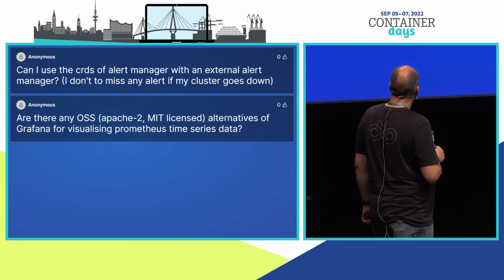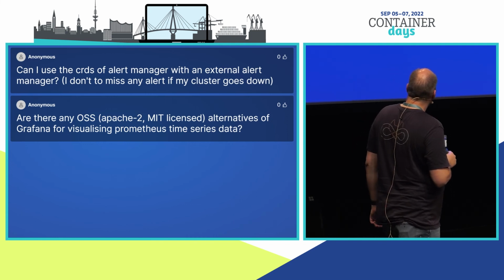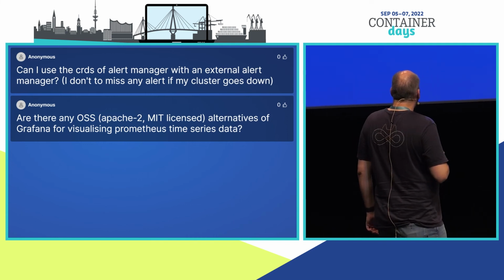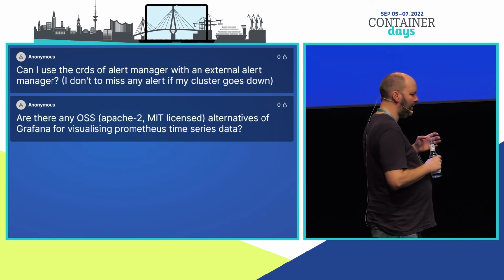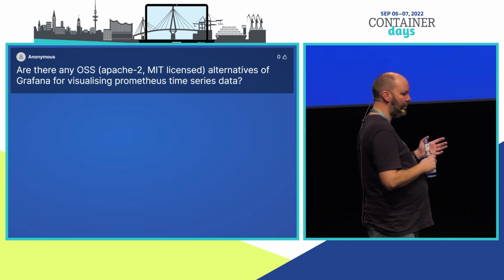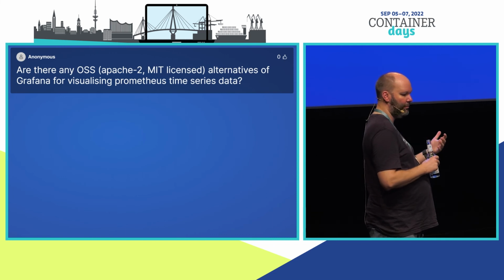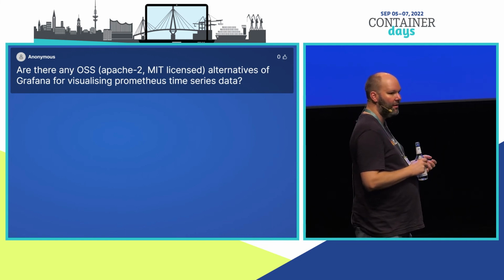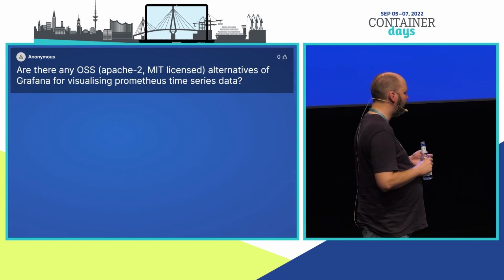Can I use the CRDs of Alert Manager with an external Alert Manager? I don't want to miss any alert if my cluster goes down. One thing you can do is, Alert Manager allows you to define webhooks, for example, or a different transport. And it should be doable if you just configure the external webhook with your PagerDuty or something else and move it from there. But you can ping me on Twitter if you need more information about this.